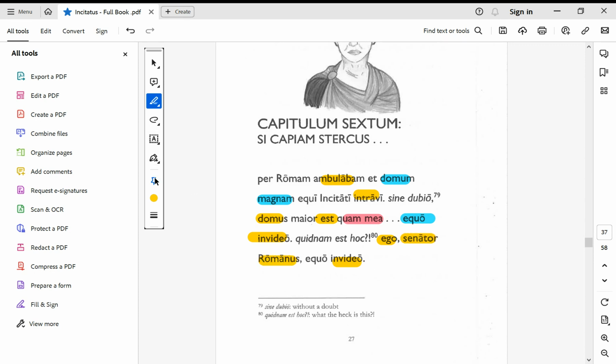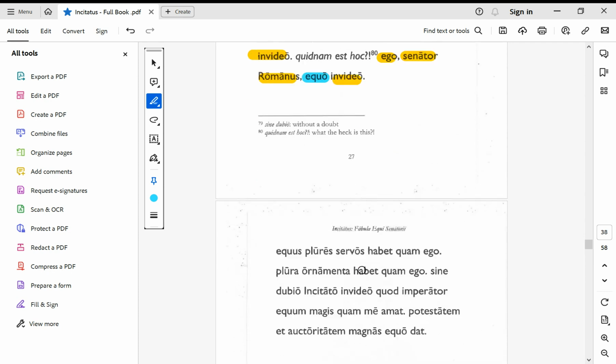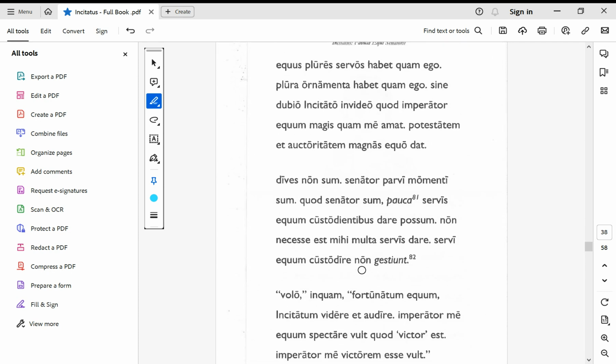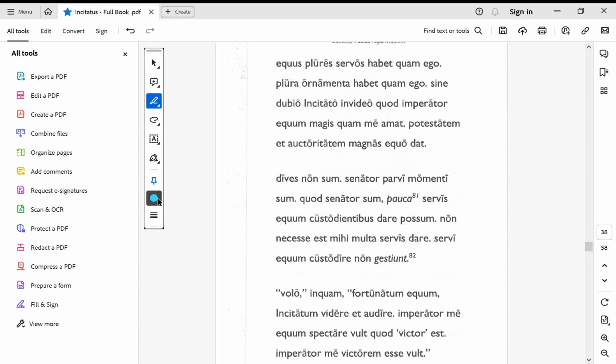Okay, so this first page isn't too complex. It just has a couple things, but it's really this next page where things get a little harder. So let's start by looking for the verbs here. See if you can find them. I'm going to go ahead and highlight habet, invideo, amat, dat.